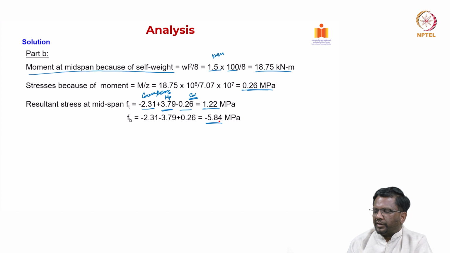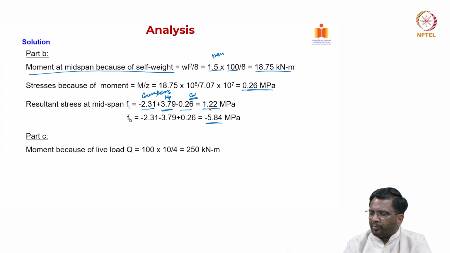So, now you can see that the self weight is reducing the net compression at the bottom. Previously it was 6 point something, and it has become 5.84. And at the top again it will try to reduce the compression that is available; if at all it is in tension, it will reduce the tension.